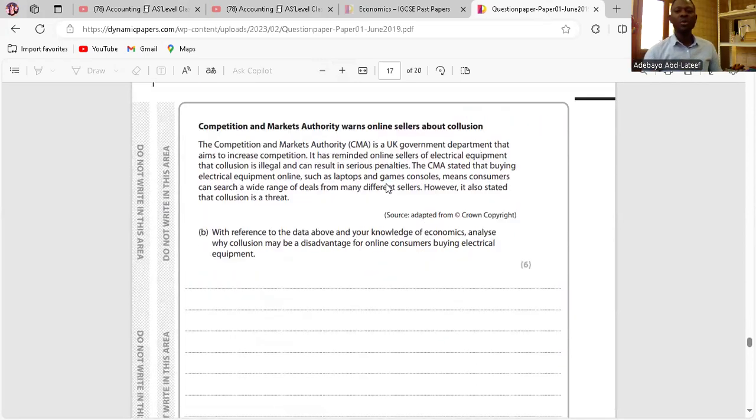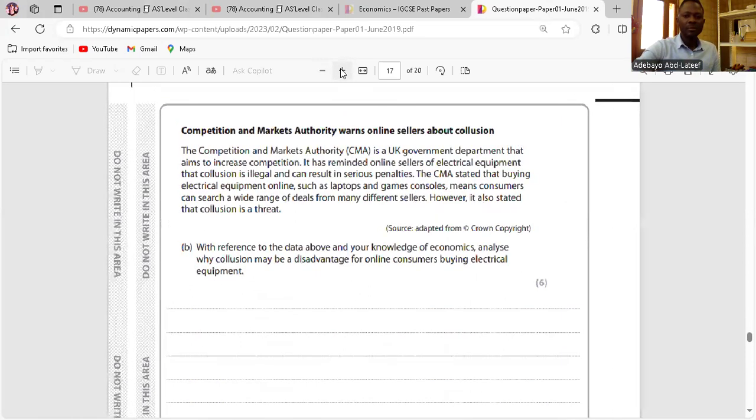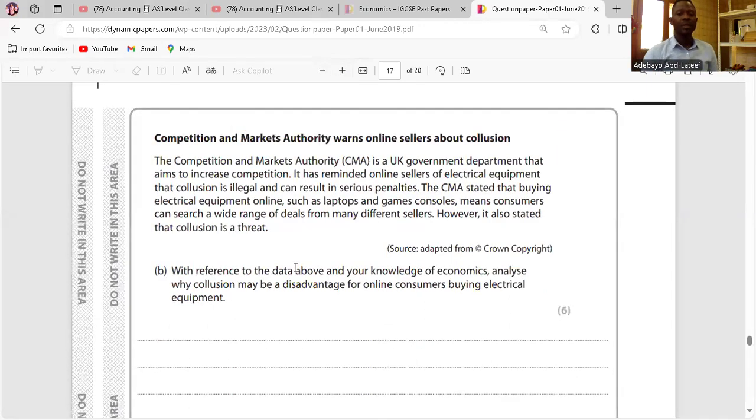Competition and Markets Authority warns online sellers about collusion. So we have the question immediately. With reference to the data above and your knowledge of economics, analyze why collusion may be a disadvantage for online consumers buying electrical equipment. First, what is collusion? Collusion occurs when firms in the same industry come together to decide about price. They form a cartel.